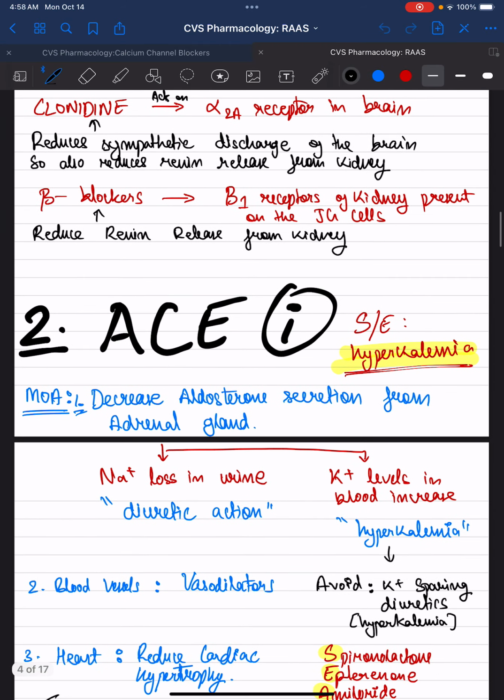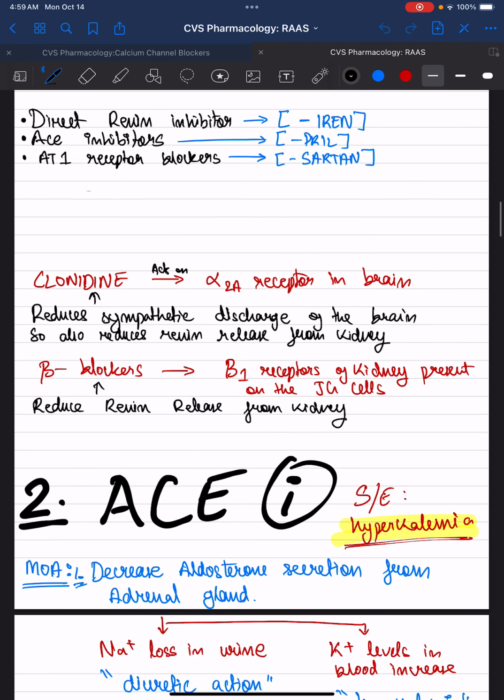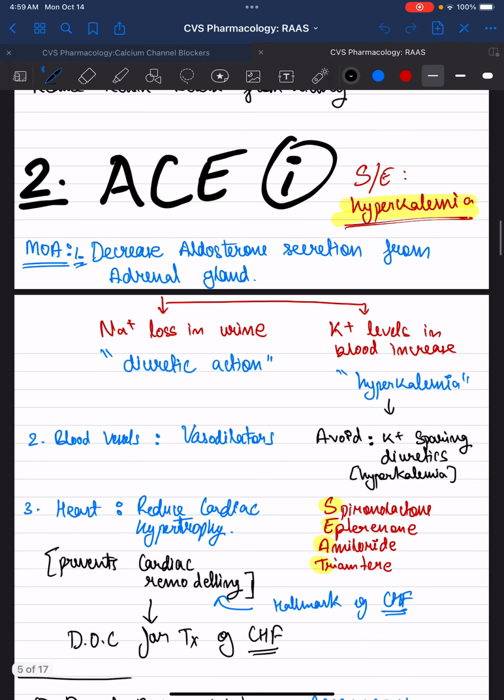Now in the broad category of direct renin inhibitors, ACE inhibitors and AT1 receptor blockers, let's study ACE inhibitors. With ACE inhibitors, there are three mechanisms of action. But first, before reading that, we should know there is a side effect of hyperkalemia with every ACE inhibitor. Okay, now that is out of the way. Let's read on the mechanism of action.